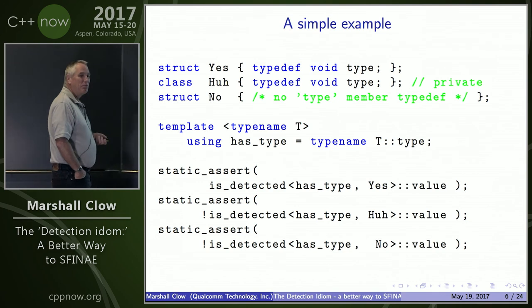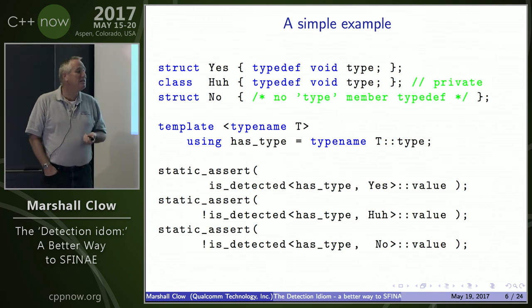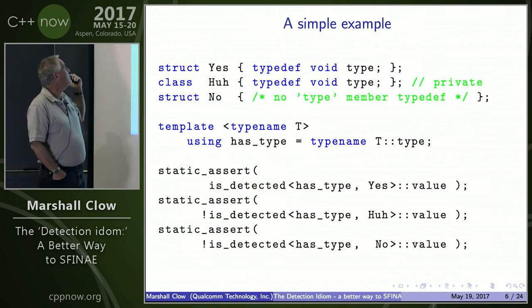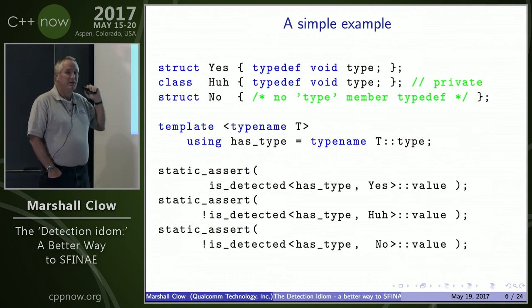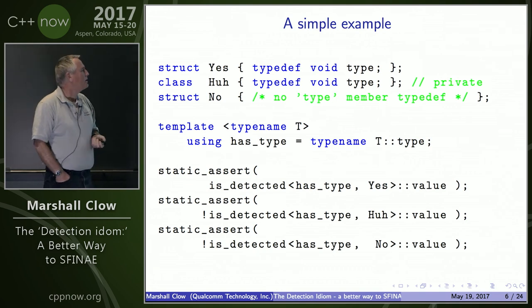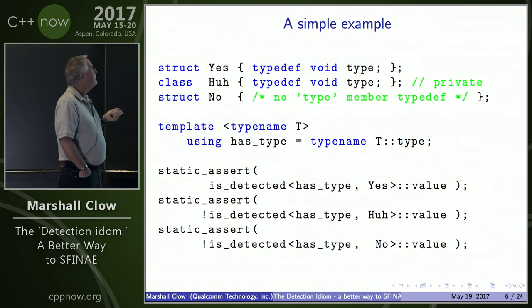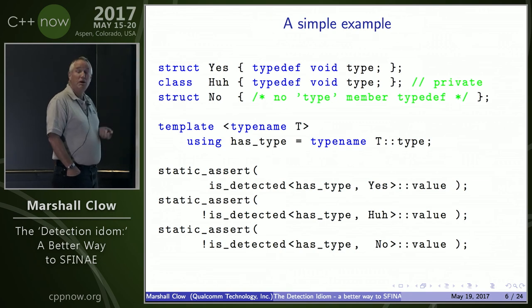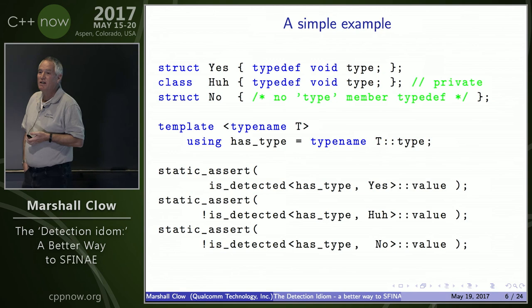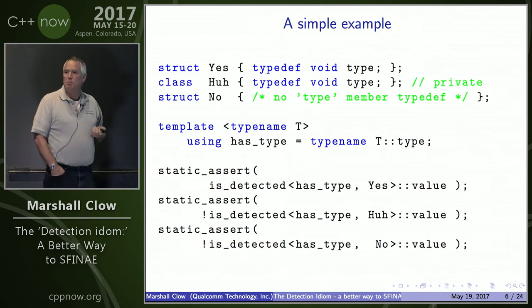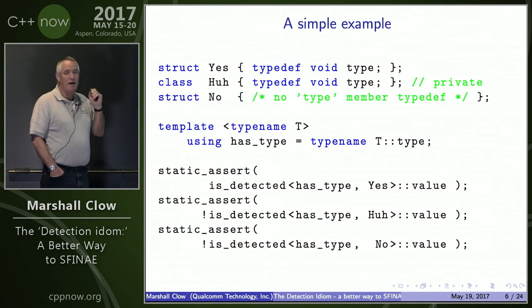Really simple example. I'm pretty sure that most of the people in the room have written something that does this: does a type have a nested typedef? Okay, not a member typedef, just a nested typedef, because for types we don't have member typedefs. I've got three classes up here: Yes, Huh, and No. I'll be using these names pretty much for the entire talk. Yes has one. Huh has one, but it's private. And No does not have one.